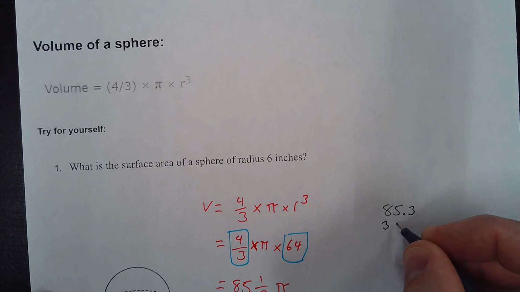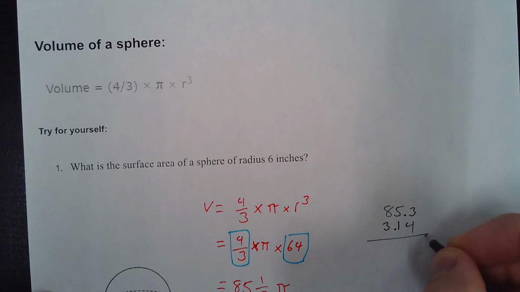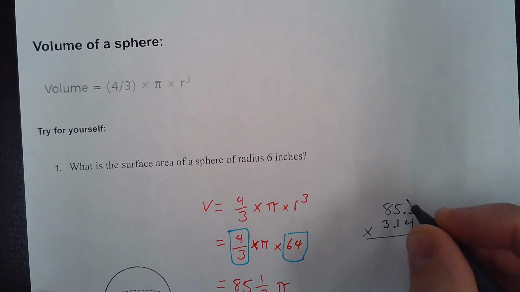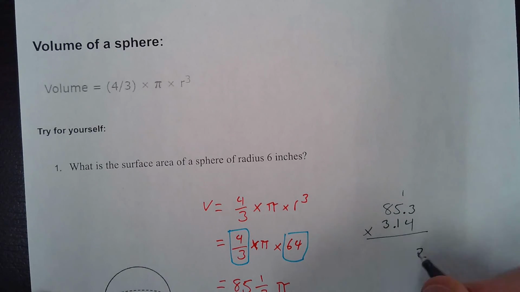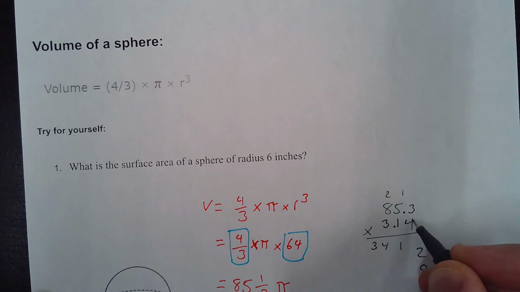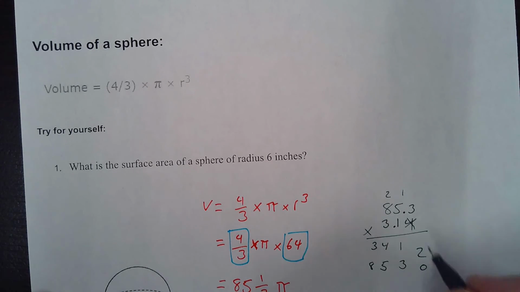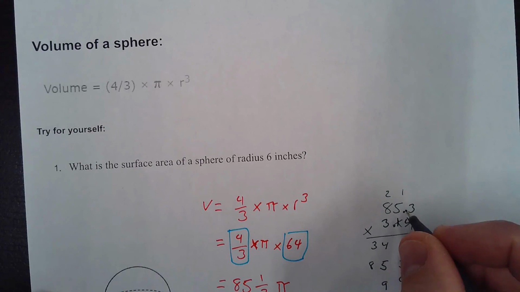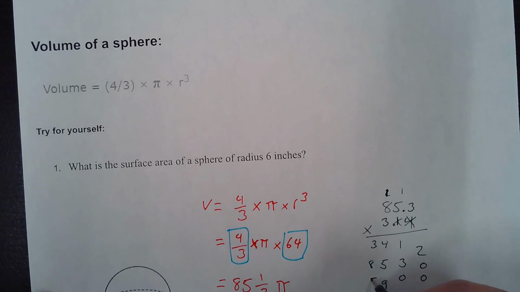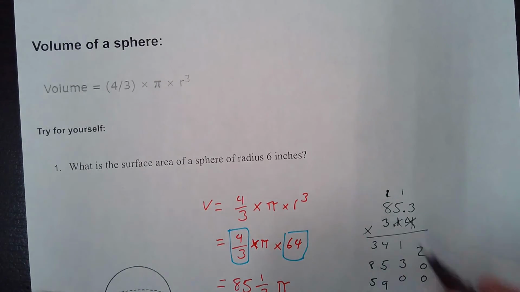times 3.14, multiply, and we get 12, 21, 34, add a 0 for that, we get 3, 5, 8. 1 times 3, 5, 8. And now we're multiplying by 300, so I need to put 2 zeros down here. 3 times 3, we get 9, 15, 25.